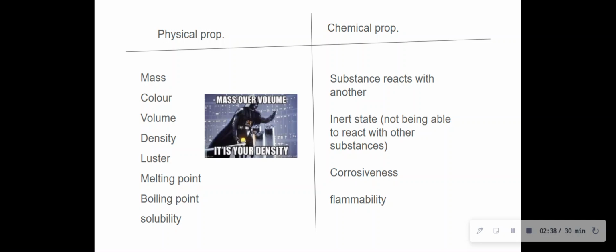The definition of physical property is the quality or condition that can be observed without changing the substance's composition. And the chemical property definition describes how a substance reacts or does not react with other substances.